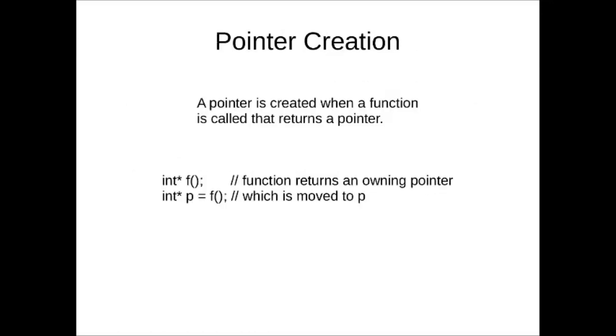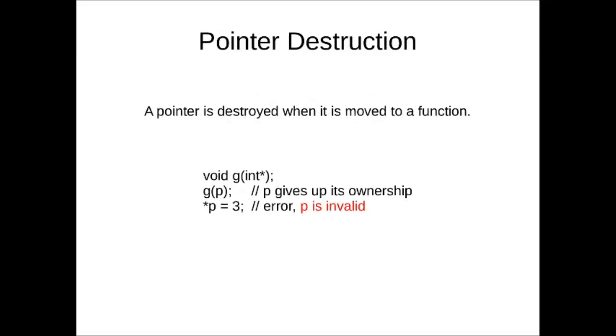I'm going to bring up another term here using the same example. When we have a function which returns a pointer and we assign that to p, we can call that pointer creation. And the point of this new term is if a pointer can be created, then it can be destroyed. Destroying a pointer happens when it gives up its ownership by transferring its value to another pointer, as mentioned previously, or by passing it away to a function.